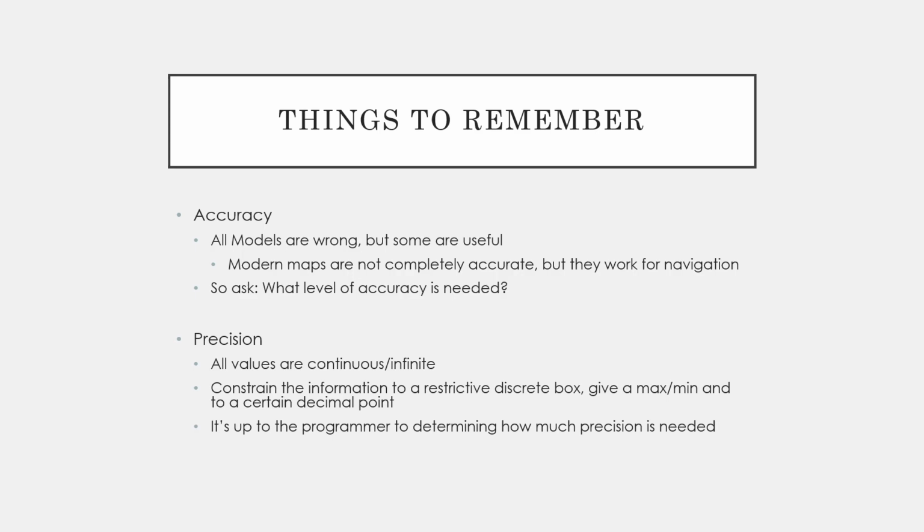Precision. All values are continuous or infinite. So you could be infinitely specific or infinitely vague with your model. Just constrain your information to a restrictive box, give some kind of max and min to a certain decimal point. This is dealing more with specific values here. So let's go back to the student model, right? If we were to model a student has a GPA, you would want to give that GPA some kind of marker that says, this is a number. I really only want up to maybe 2 or 3 decimal places. It doesn't need to go further than that.